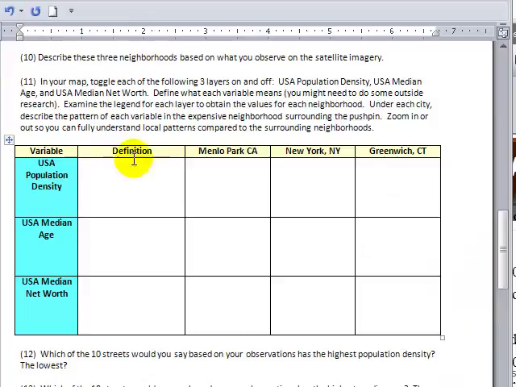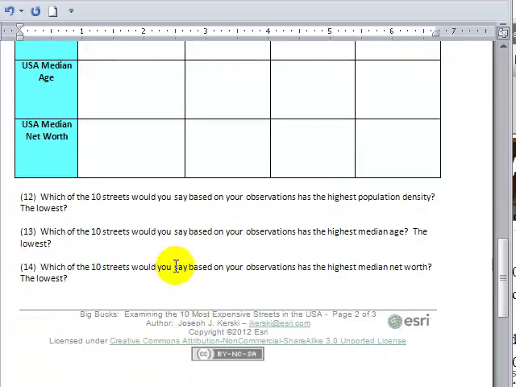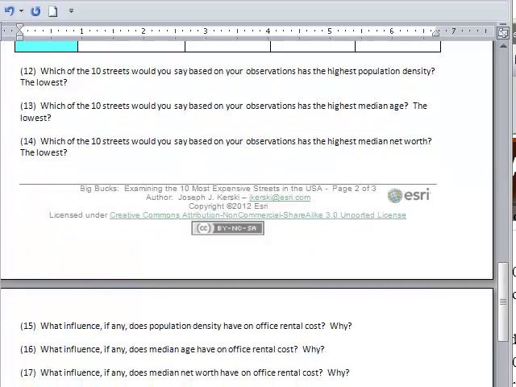But more importantly, fill out this table and compare the population density, median age, and median net worth for these different neighborhoods. Alright, so which of the 10 streets would you say, based on your observations, has the highest population density? How about the lowest? Which of the 10 streets would you say, based on your observations, has the highest median age? Or the lowest? Which of the 10 streets would you say, based on your observations, has the highest median net worth? And the lowest?